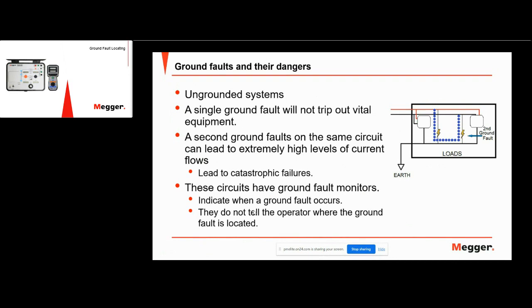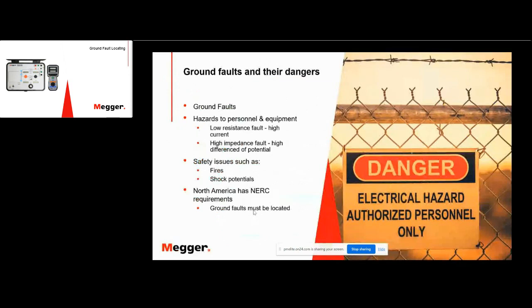So for these reasons, when you have these ungrounded systems, you're going to have ground fault monitors on them. Those ground fault monitors are going to indicate when you have a ground fault. They'll tell the operator that there is a ground fault, but it will not tell them where the fault is located. We have to trace that.